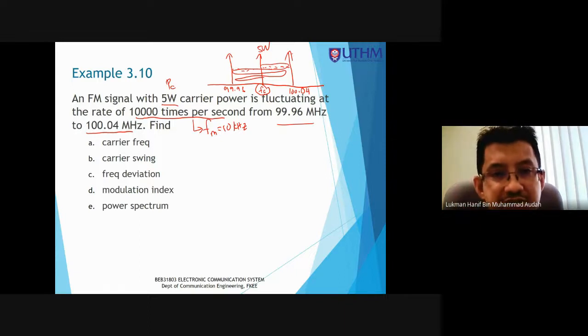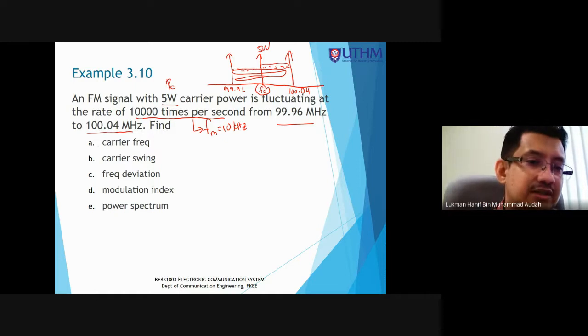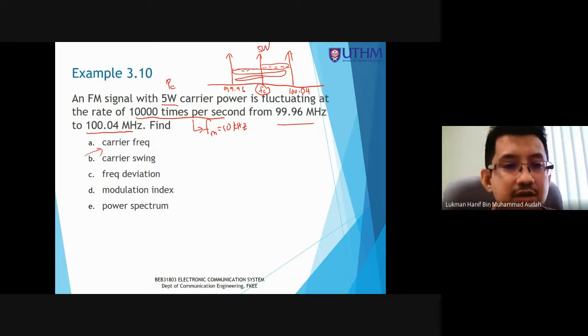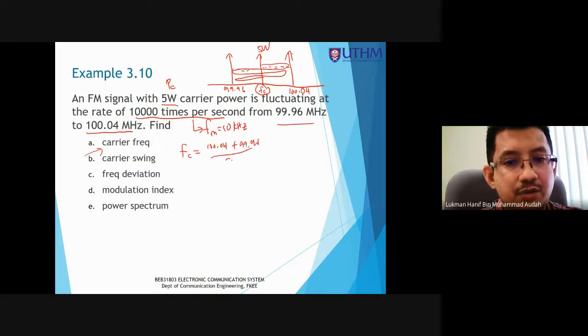How much is FC? FC is located at the center. So the question asks, okay, first question. So the first question asks, how much is the FC? So FC is equal to 100.04 plus 99.96 divided with 2. So this is 100 megahertz.